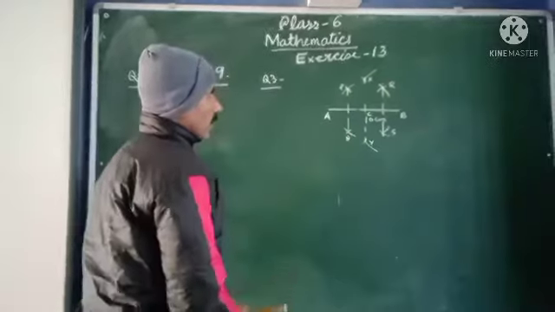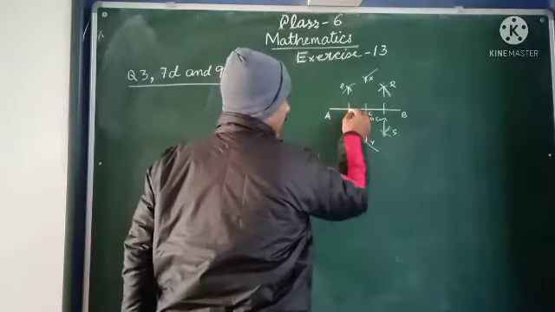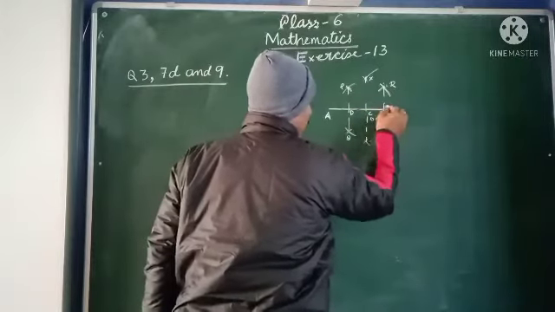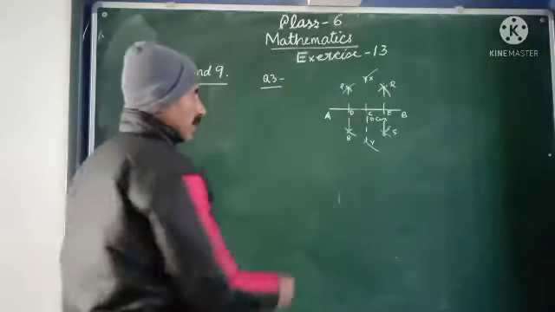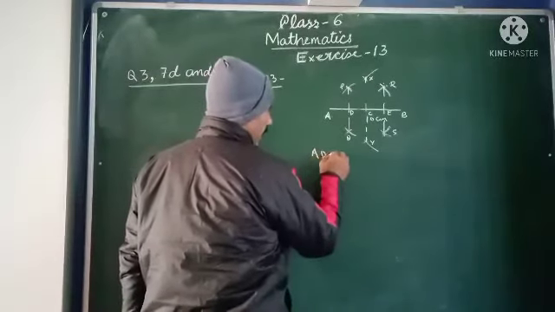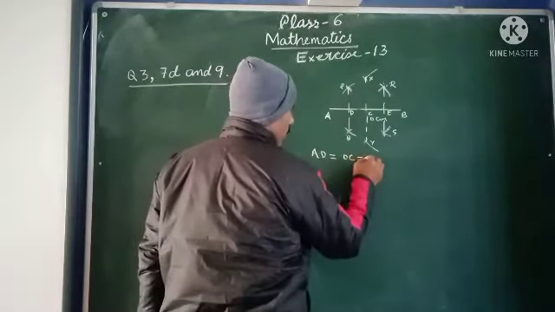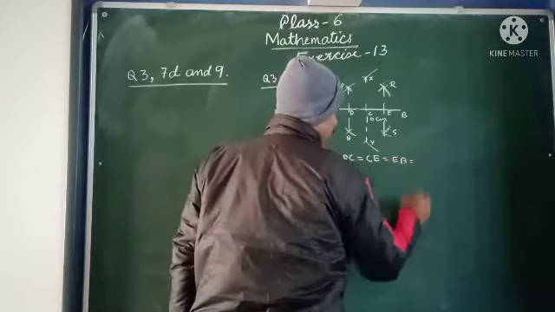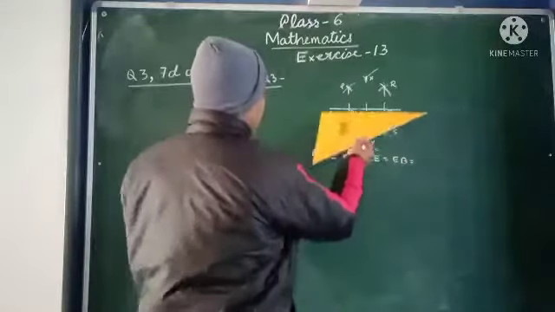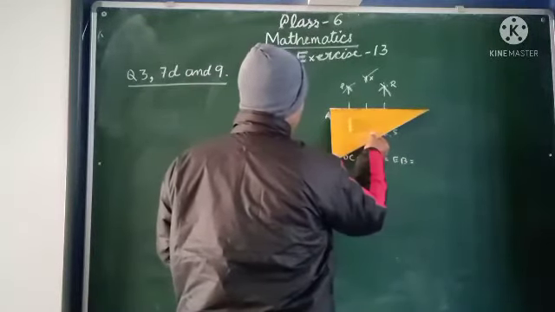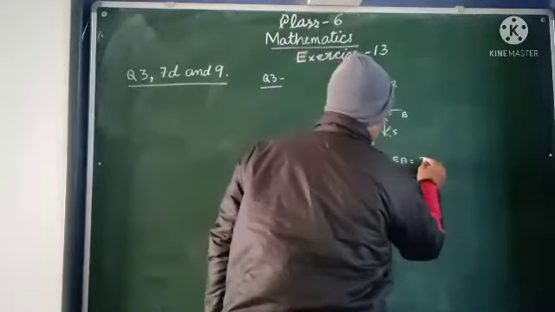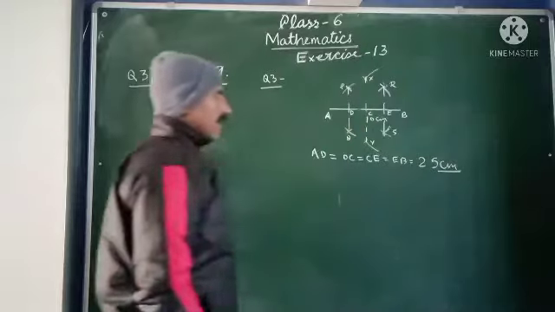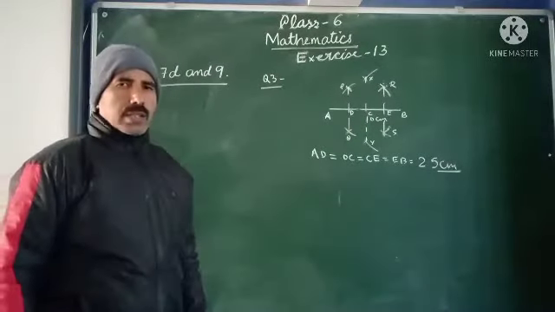Now you see these two lines intersect the AB line segment, and we can mark the points as D and E. So we will get the 4 equal parts. They are AD equals DC equals CE equals EB. So we got 4 equal parts here. Then we have to measure it. The measurement of each part is 2.5 centimeter. So this is the answer of question number 3.